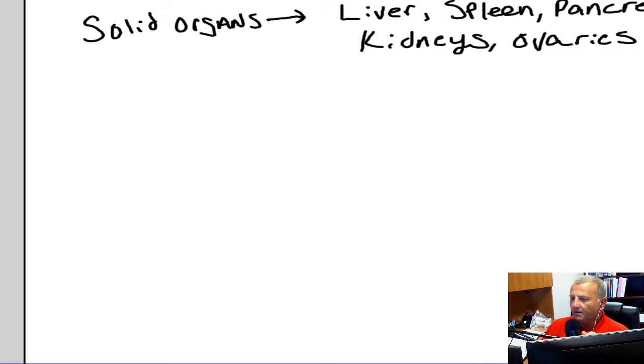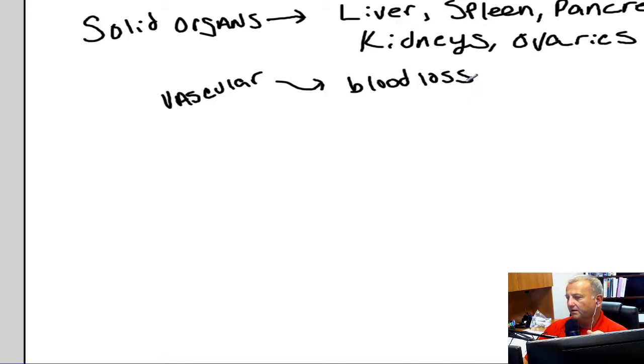And so what's important here to know about these solid organs? Well, they're very vascular. So they're very vascular, and we could expect what? Lots of blood loss, right? If we have an injury. Okay. Some important information to know.